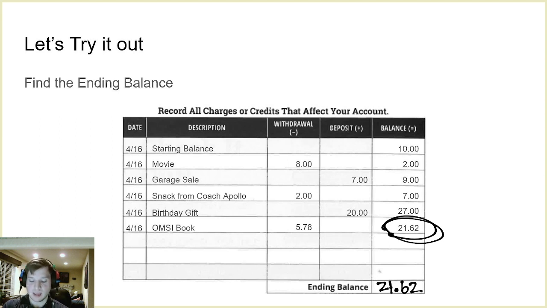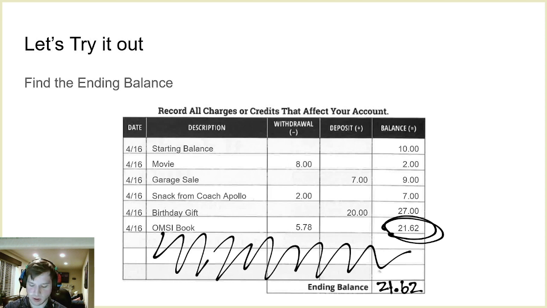Okay, if we had all of these transactions filled up, all 3 of these rows all filled up, I would take this $21.62 and start it as the top row of the next page. I would start it as the top row of the next page. That way we can keep going.